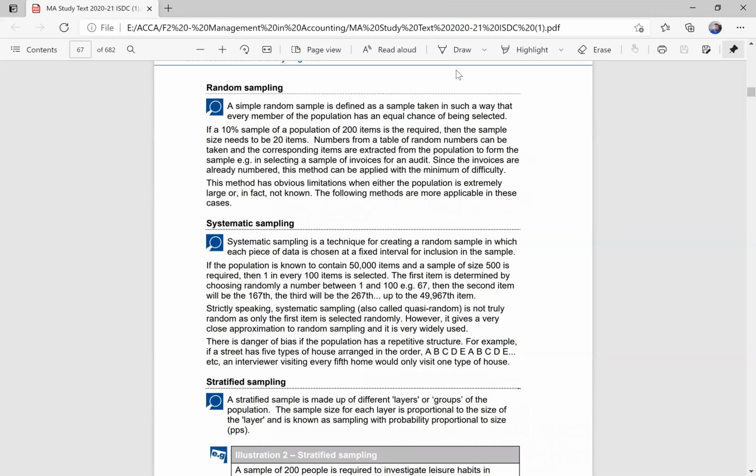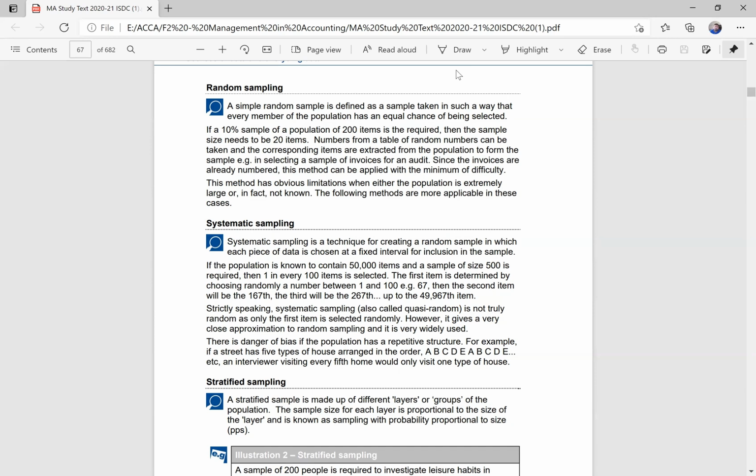So here it is, a random sample. In a random sample, a simple random sample is taken, where every member of the population has an equal chance of being selected. Here's an example. If a 10% sample of a population of 200 items is required, then the sample size needs to be 20. How 20? 10% of 200.